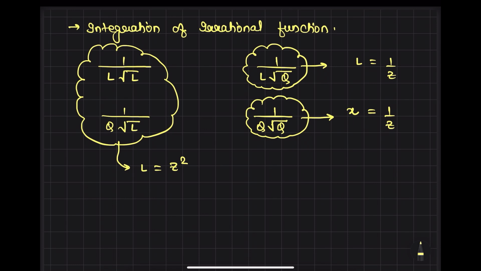So if it is quadratic, you will take 1 by z. If it is linear, you will take z square. If inside the root you have a quadratic and outside the root linear is waiting, you will take linear equal to 1 by z. Or if inside the root you have quadratic and outside the root quadratic is waiting, you will take x as 1 by z and done. You are good to go with the questions. You will get your result done.